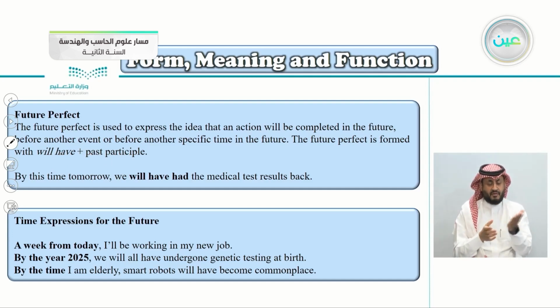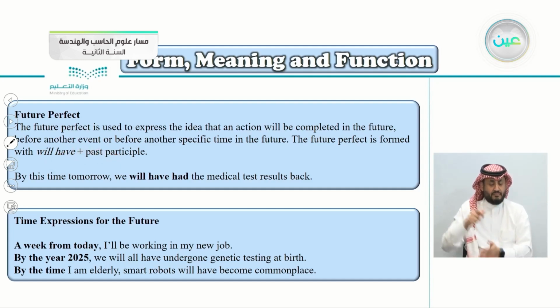So we have two things here. Again, the future perfect is used to tell the idea that an action will be completed, not like the progressive, where an action will be in progress in the future. No, the action here will be completed in the future before another action or before another event, or before another specific time in the future. So we have two things to talk about in the future. What's the form? What will we write? Will have plus the past participle.